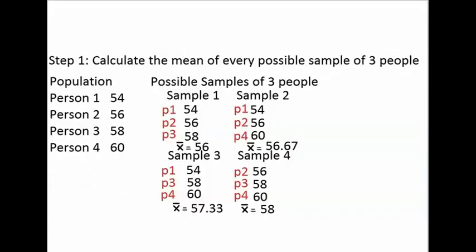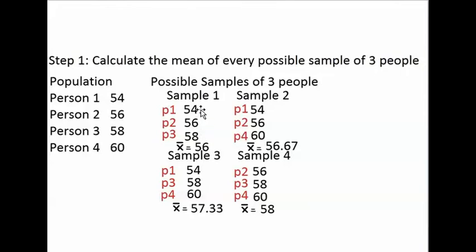So in step 1, we sort out the population into all possible samples of 3 people. To do this, you just leave out one person each time. So sample 1 leaves out person 4, sample 2 leaves out person 3, sample 3 leaves out person 2, and sample 4 leaves out person 1. And these are the 4 possible samples of 3 people.